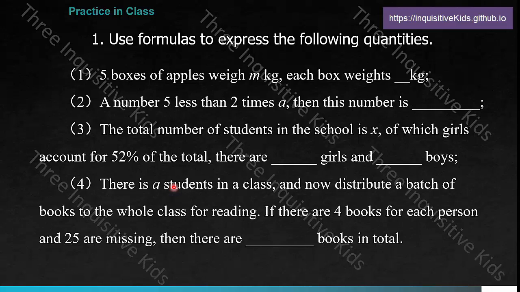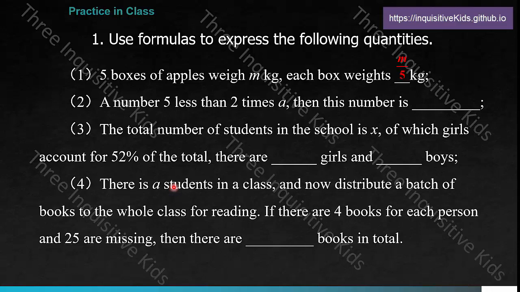Okay, so the answer to the first problem is m divided by 5 kilograms, because there are 5 boxes of apples and in total they weigh m kilograms. So if you want to find the weight of one box, you'll have to divide the total weight by the number of boxes. So that's m divided by 5.